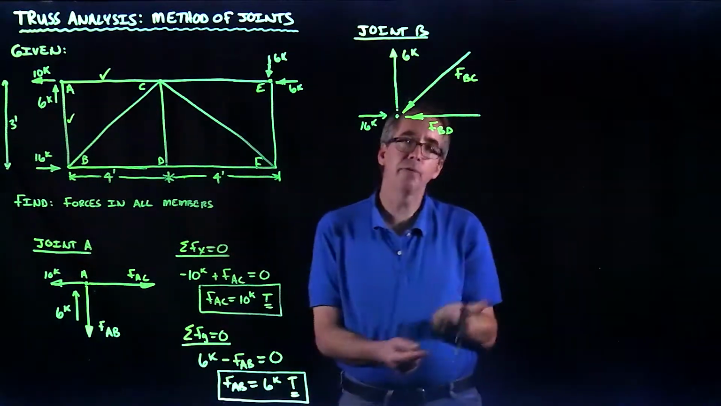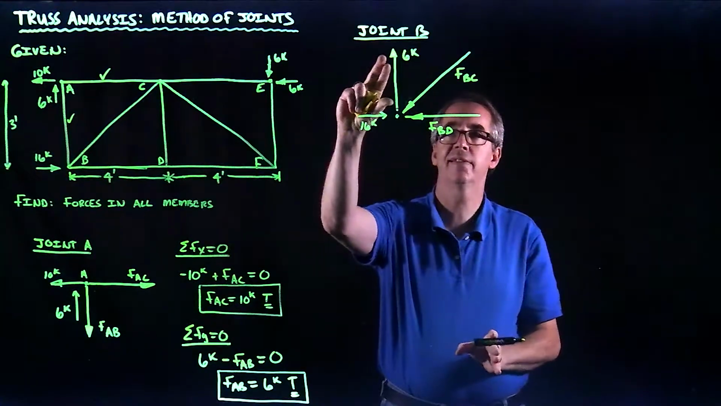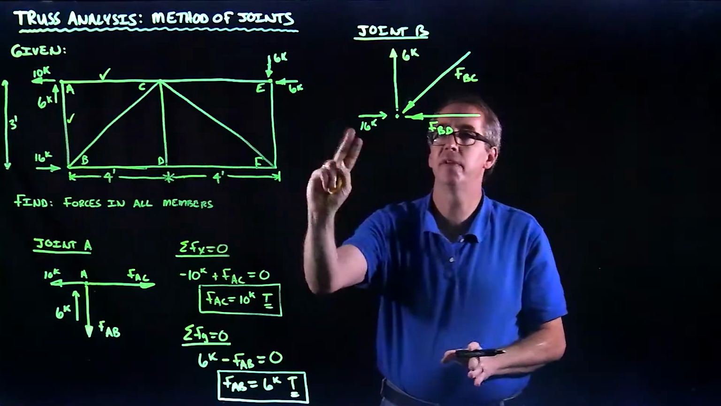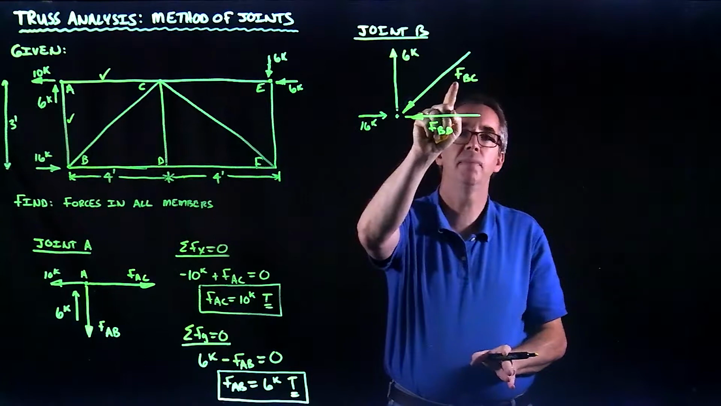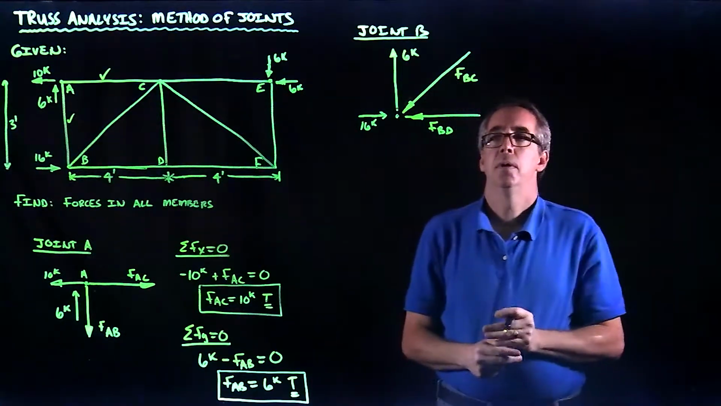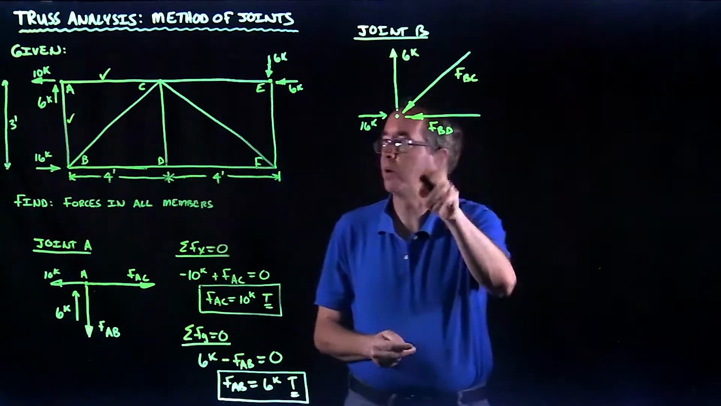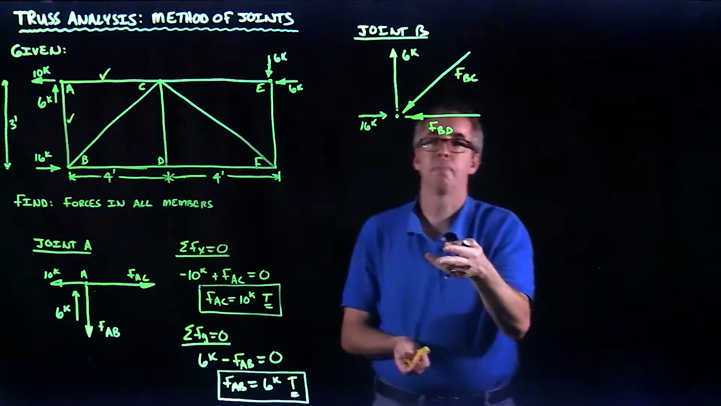How do I know it's in compression? Because when I look at this from a vertical perspective, I've got 6 kips pulling up, because that was in tension. So this FBC must be in compression to counteract that. Again, this was a guess. It could be right, it could be wrong. We won't know until we actually get to the equation.